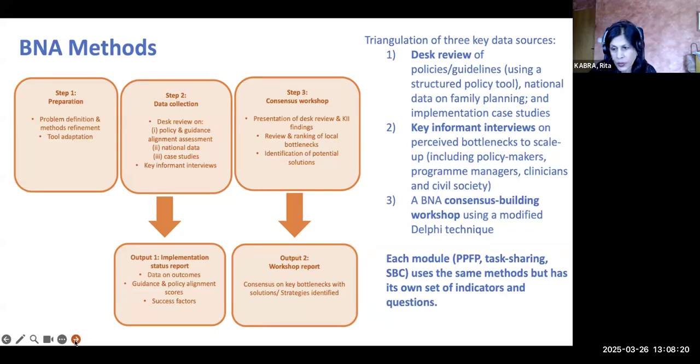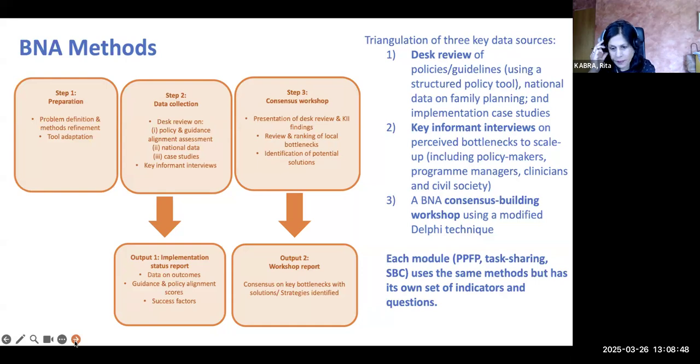This also includes key informant interviews, and the key informant interviews include people who are the policymakers, program managers, and they are not only at the global level, but also at the subdivisional level, at the district level, so that we really get to hear what are the bottlenecks in different places, in different districts, in different counties, in different states, as the case may be.